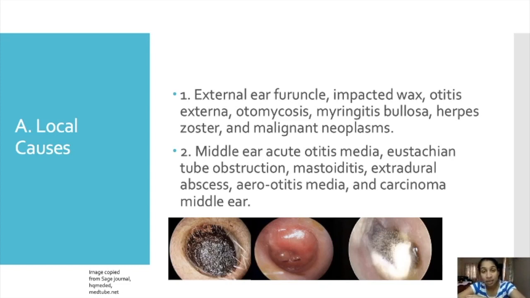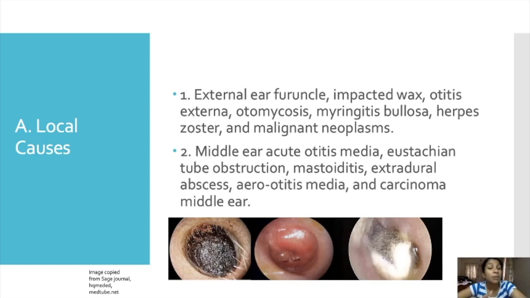Extradural abscess is nothing but an abscess formed in the dura mater. Aero-otitis media is because of the difference between atmospheric pressure and the middle ear pressure; there will be an inflammation in the middle ear mucosa, and that will cause aero-otitis media, and it leads to pain in the ear. And carcinoma of the middle ear, a malignancy, can also cause severe ear pain. So these are the local causes.